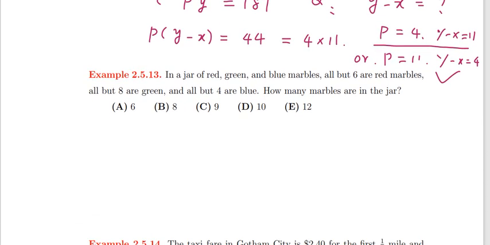Okay, so for this problem, it says in a jar we have red, green, and blue marbles. All but 6 are red ones. So this is the keyword: all but 6 are red ones.